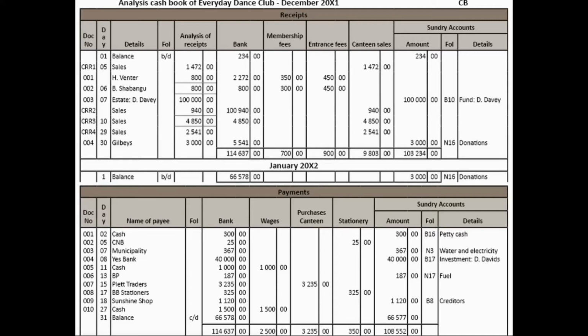And then on the 17th, we bought stationery from BB Stationers, 325 in the bank column and in the stationery column. And then on the 26th, to Sunshine Shop in part payment of the account 1120. So we write in the bank column 1120, and then in the sundry accounts column 1120, and the account is creditors.